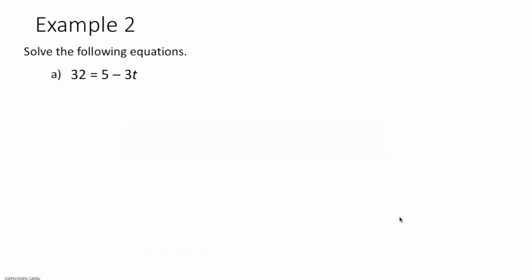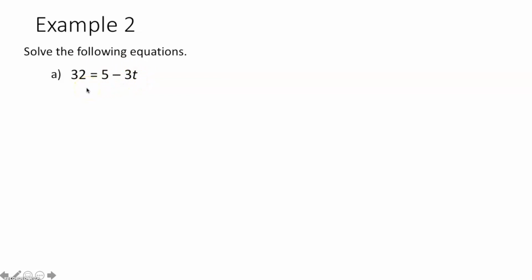Okay, example 2. Solve the following equations. We have 32 is equal to 5 minus 3t. So again, solving an equation, we need to simplify, move, solve. First, simplify each side. This is 32, already simplified. Over here, 5 minus 3t. Can we simplify this? Can we subtract these two? No. This has a t and this does not. So we just leave it.